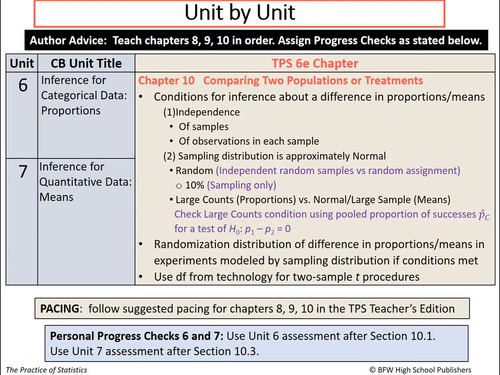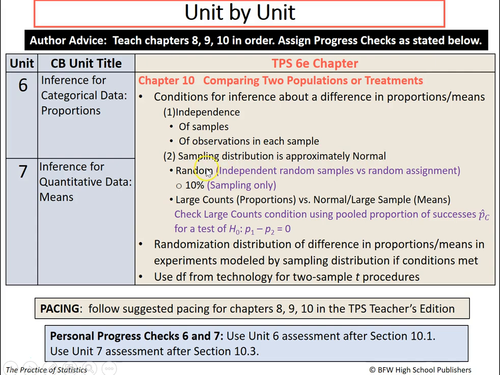Within Chapter 10, comparing two populations or treatments, this completes Units 6 and 7 in the College Board's structure for inference about means or proportions. We have conditions slightly different now because of the two samples or two groups in an experiment. So we have independence of samples when we're sampling, and independence of observations within each sample is still a requirement. And then we need the sampling distribution that we're using to be approximately normal.